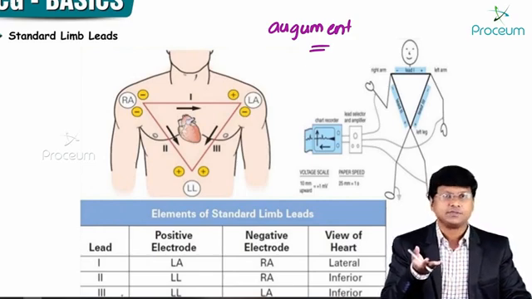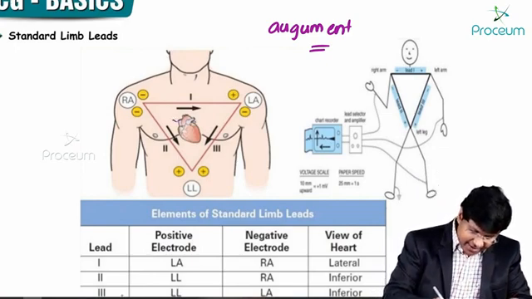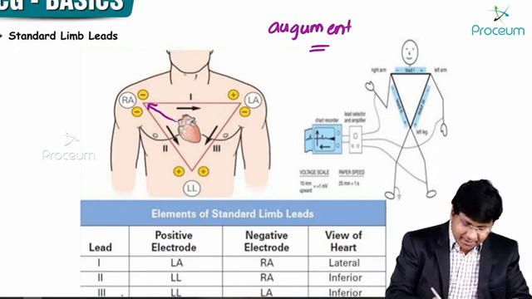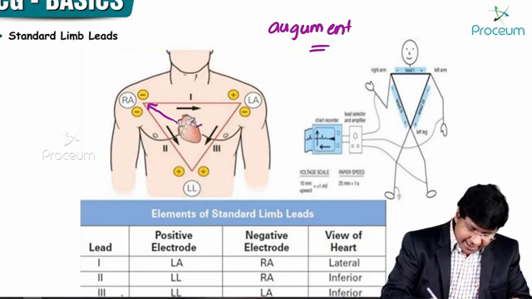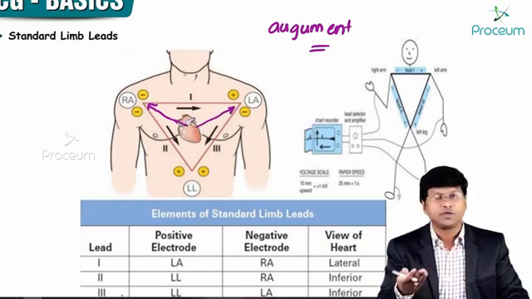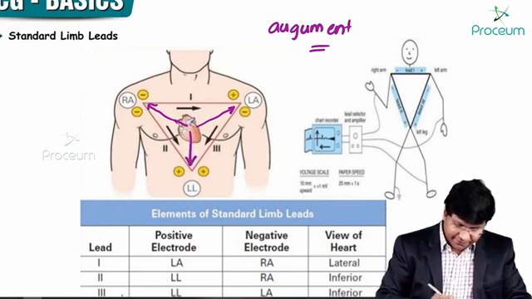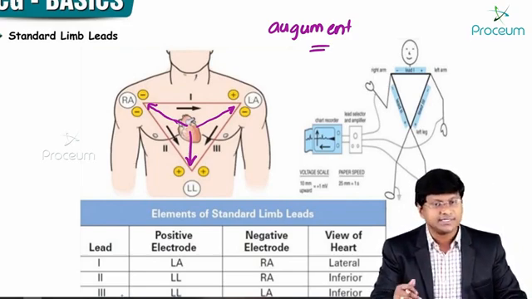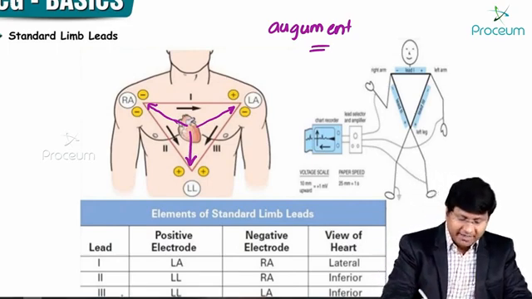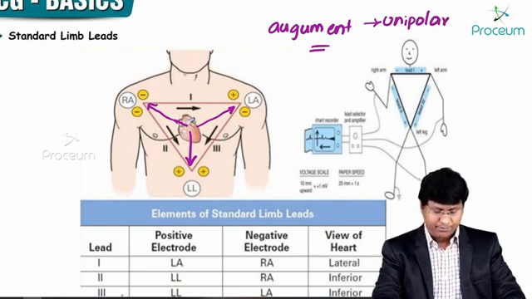That means they will enhance the potential across that particular lead. You take AVR. AVR is the one which will increase the potential difference across the right arm. AVL will augment the potential difference across the left arm. AVF is the one which will increase the potential difference across the left lower limb. AVF means foot. So your augmented leads are your unipolar leads.